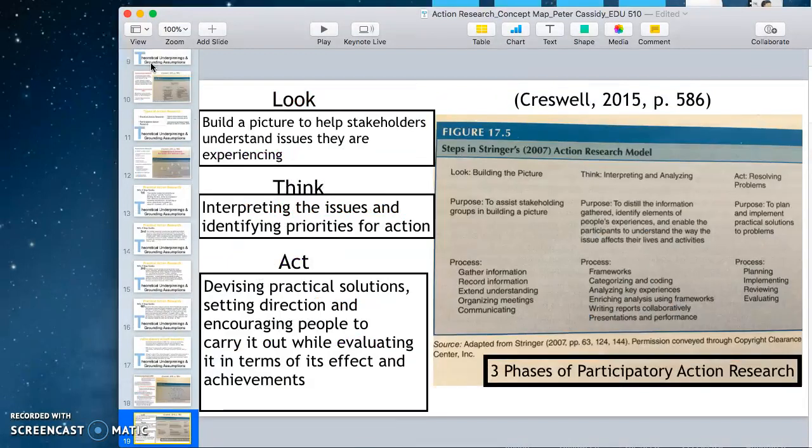So in the look process, you're trying to build a better picture to help stakeholders understand the issues in your classroom or the issues that they are experiencing themselves. You want them to think, interpreting the issues and identifying priorities for action. Again, very collaborative. The more people involved, the better. And then acting, devising practical solutions, getting people involved, giving tasks, encouraging them, and then evaluating how your action plan is actually working. So once you've implemented it, very important.